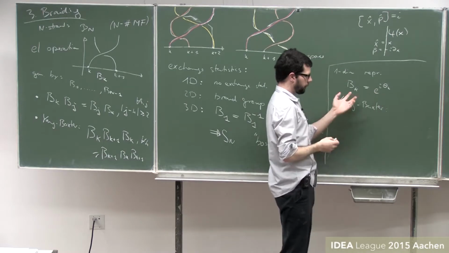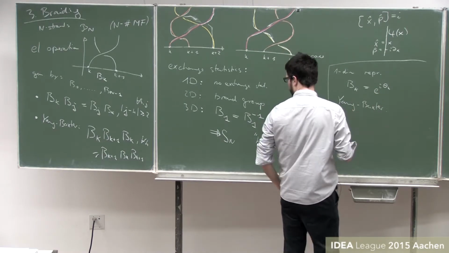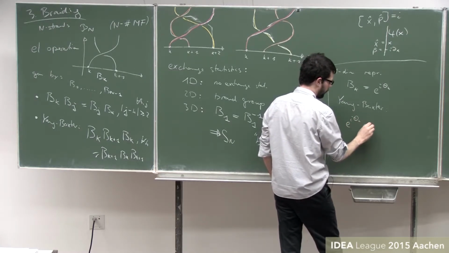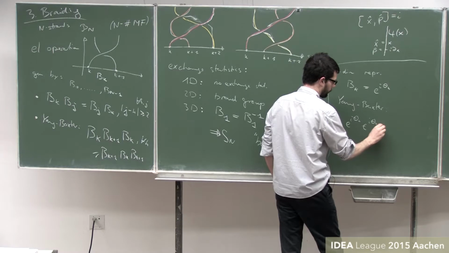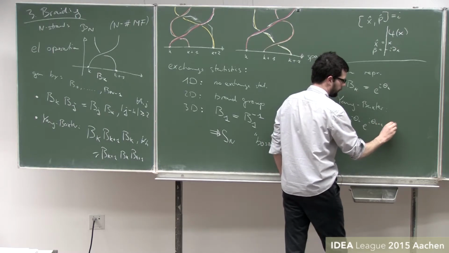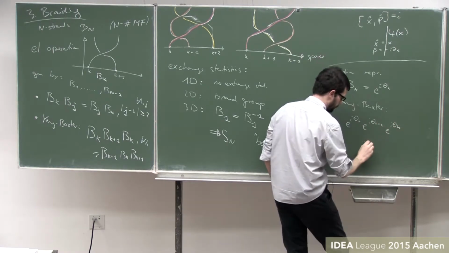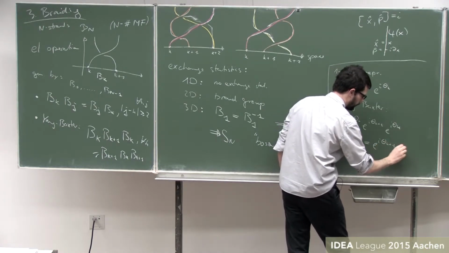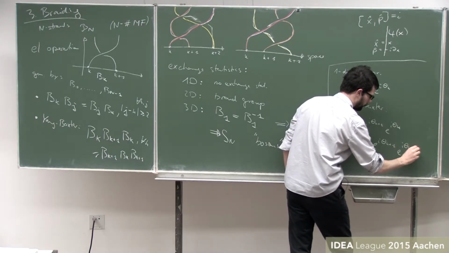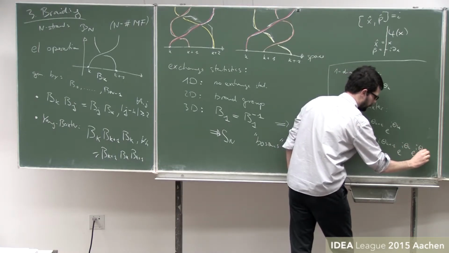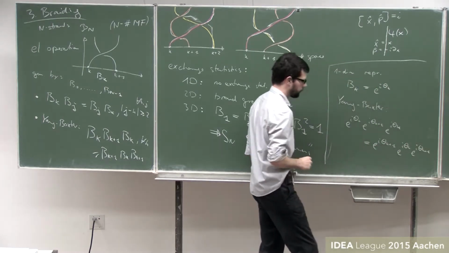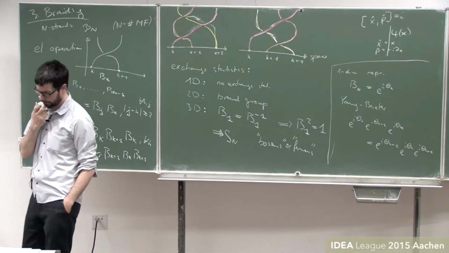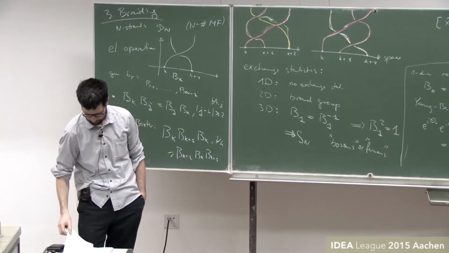And then we'll have all possible one-dimensional representations of the braid group. So Yang-Baxter tells me that e to the i theta_k, e to the i theta_{k+1}, e to the i theta_k is equal to e to the i theta_{k+1}, e to the i theta_k, e to the i theta_{k+1}. Okay. So what can I deduce from this relation?